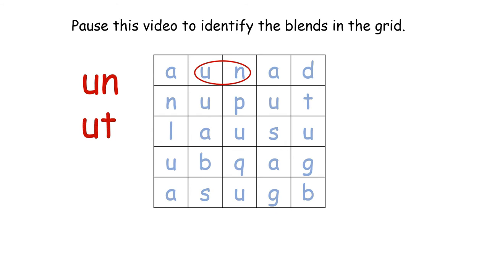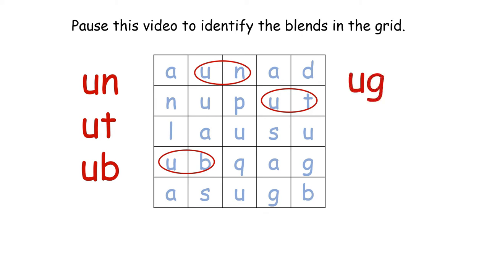Let me give you another one. At. Try and find this out. At. It. Very good. That's the right answer. Ab. Let me see if you can find this one. Ab. Searching, searching, searching. You got it.